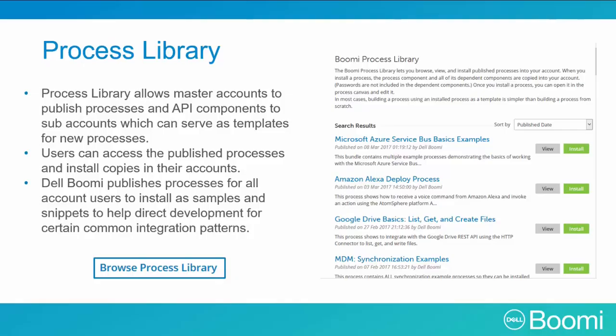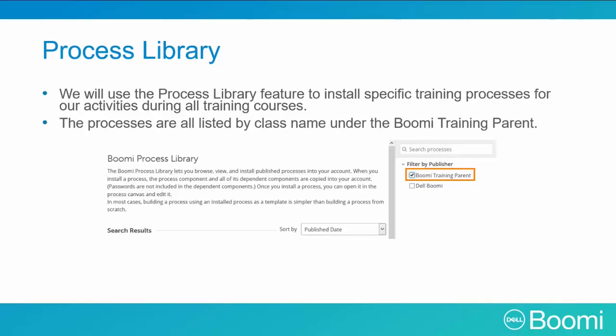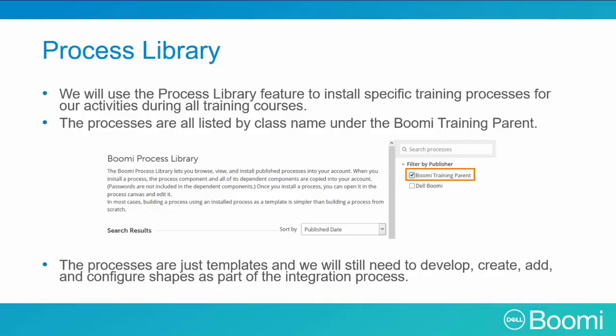As you can see in this slide, Dell Boomi has specific built-in process templates and continues to add new processes each month. The process library installs specific training processes for accounts for all of our training classes. The processes are listed by name under the Boomi Training parent. You can also search the process by name, connector, end system, or description in the search box. Of course, the processes are just templates to get us started, and we need to develop, create, add, and configure shapes as part of the integration process.